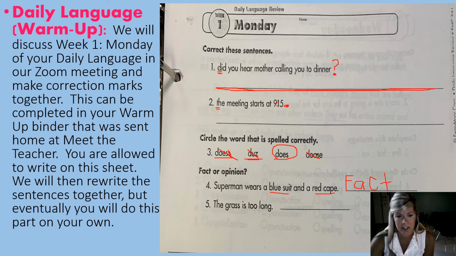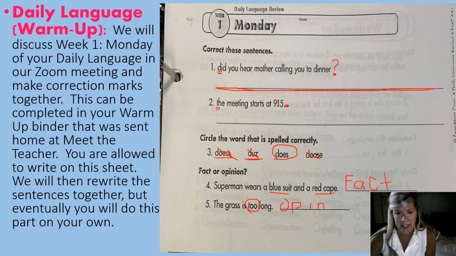Number 5, the grass is too long. Okay, the grass is too long. Well, it may be long, but too long makes it opinion, because if somebody says it's too long, it may be too long for them, but not too long for somebody else. So that's what makes it an opinion. When they put that word too long in there, it makes it an opinion. Okay.